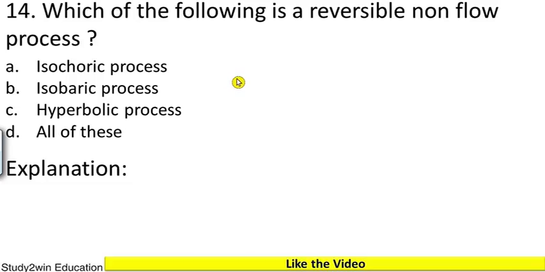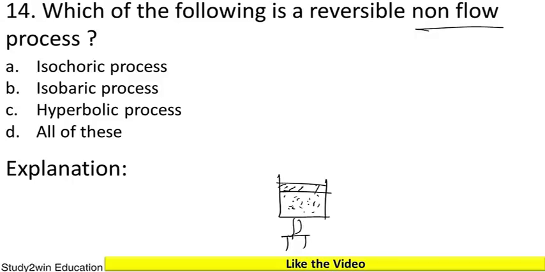Previously we have seen the example of a centrifugal pump as an example of a flow process, and if we have a piston cylinder arrangement and I'm heating the system and the piston contains the gas, this is an example of a non-flow process, because it is a thermodynamic system but the mass, that is the gas, does not flow out of the system. In short, non-flow systems are closed systems and flow systems are open systems. So option D is correct in this case.